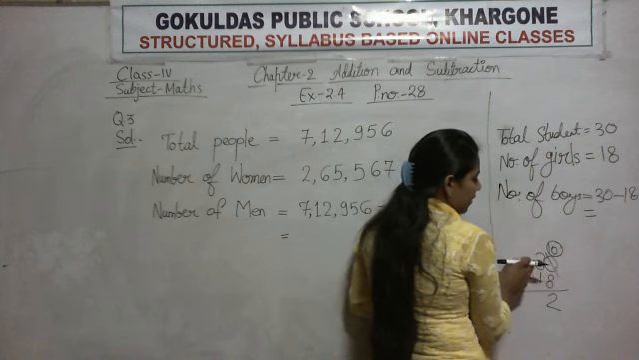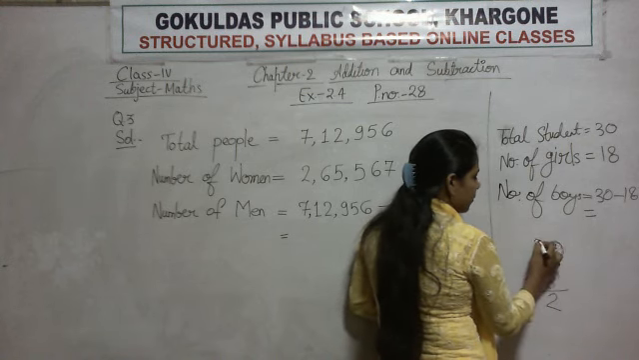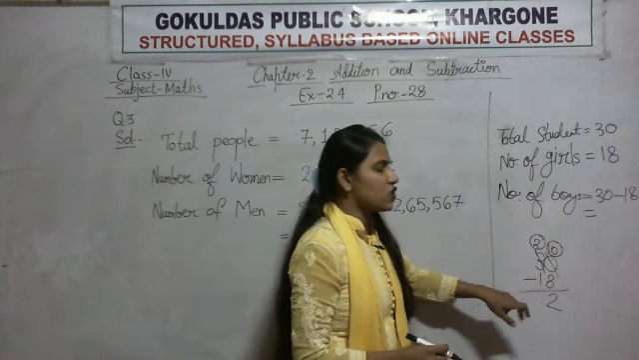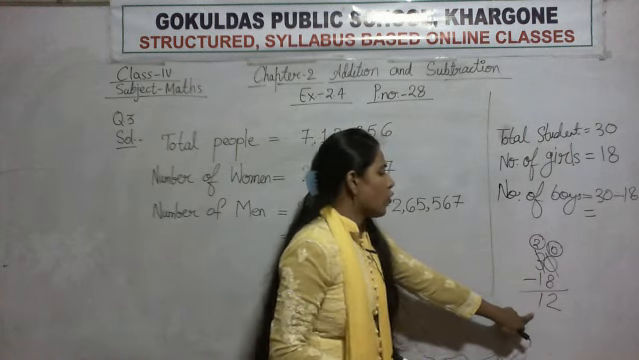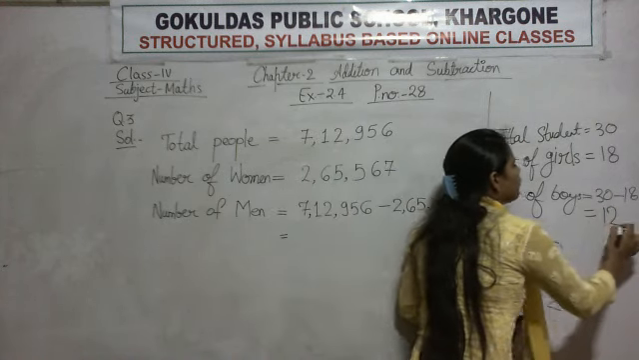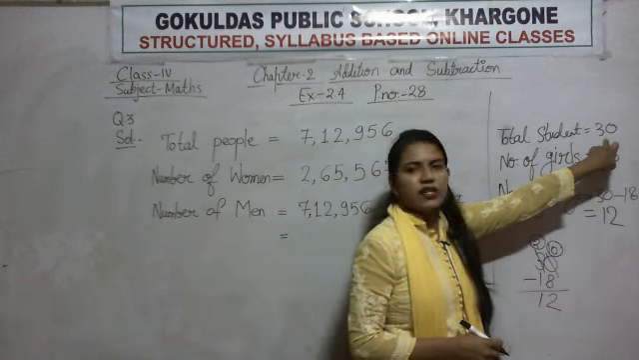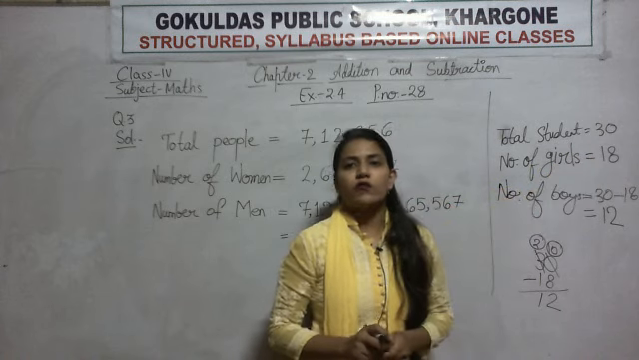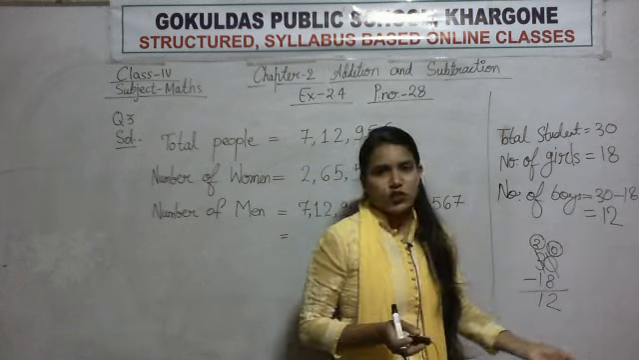Here you can see that the 3 has given the borrow to its neighbor, so only 2 is left. Now 2 minus 1. How many are left? 1. So your answer is 12. So the number of boys in your class is 12. The total number of students was 30, the number of girls was 18, and your question was how many boys are in your class? 12.